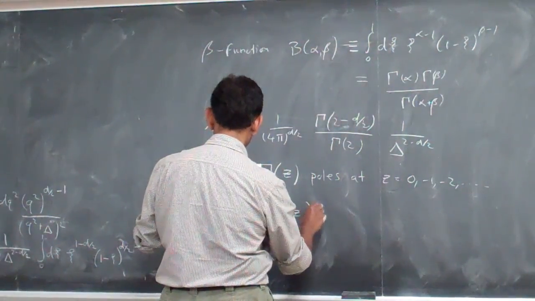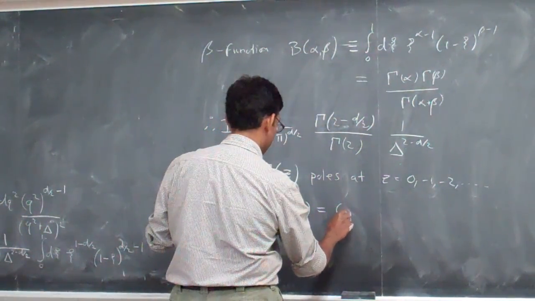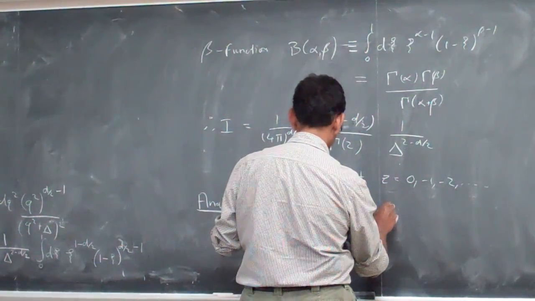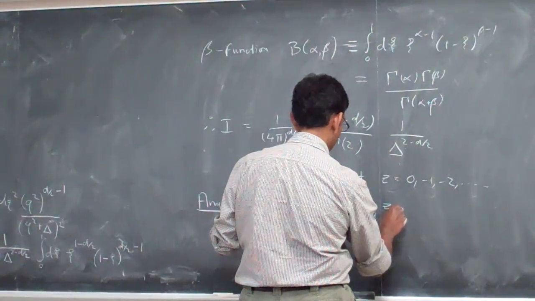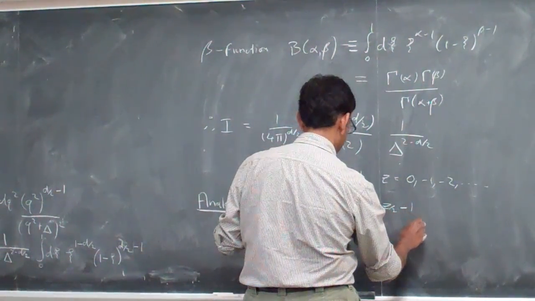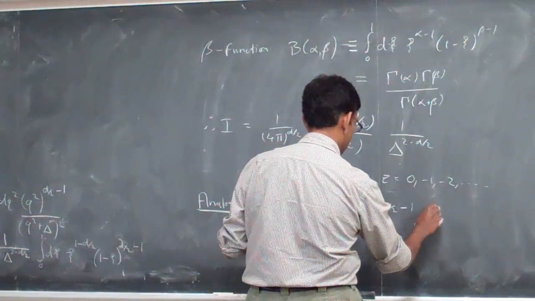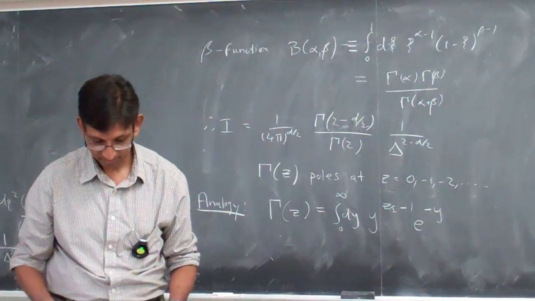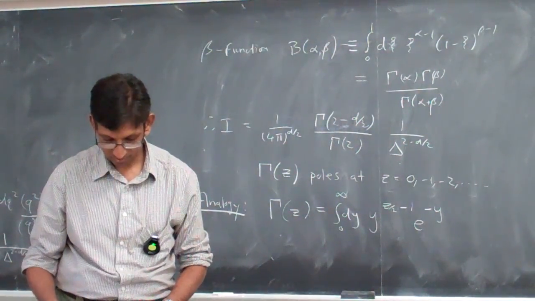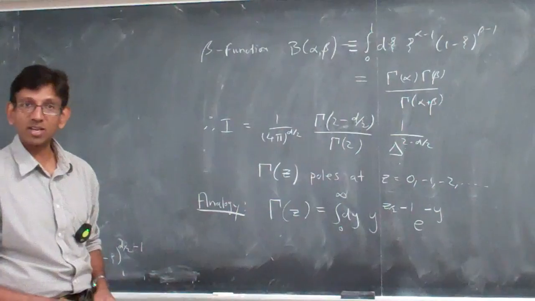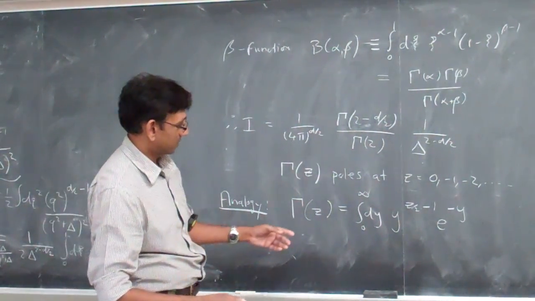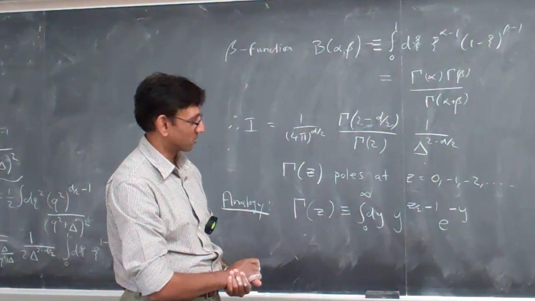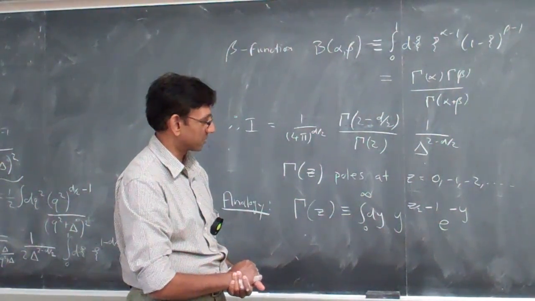of z is equal to integral dy from 0 to infinity of y to the z over 2 minus 1 e to the minus y. This is a representation of the gamma function. And one way to check that it feels comfortable is the definition of the gamma function written as an integral form of the gamma function.